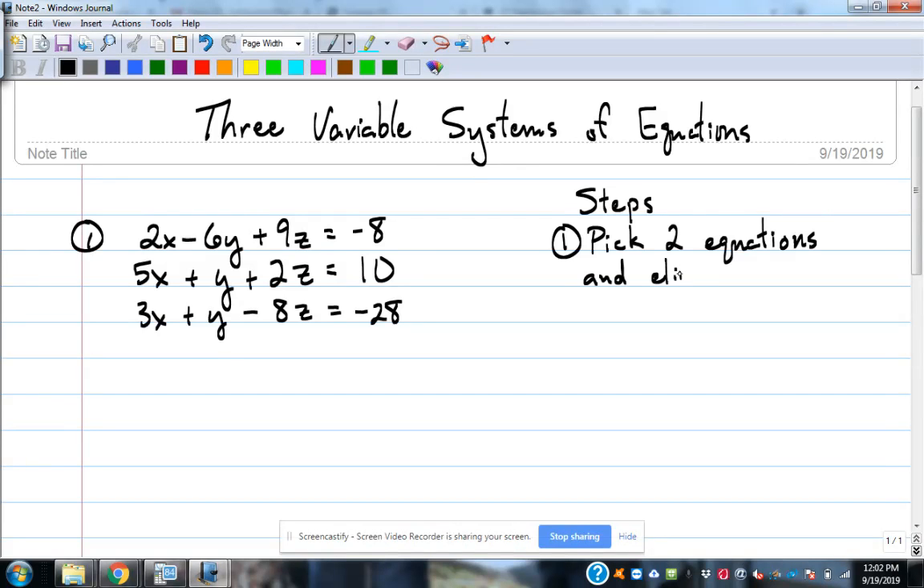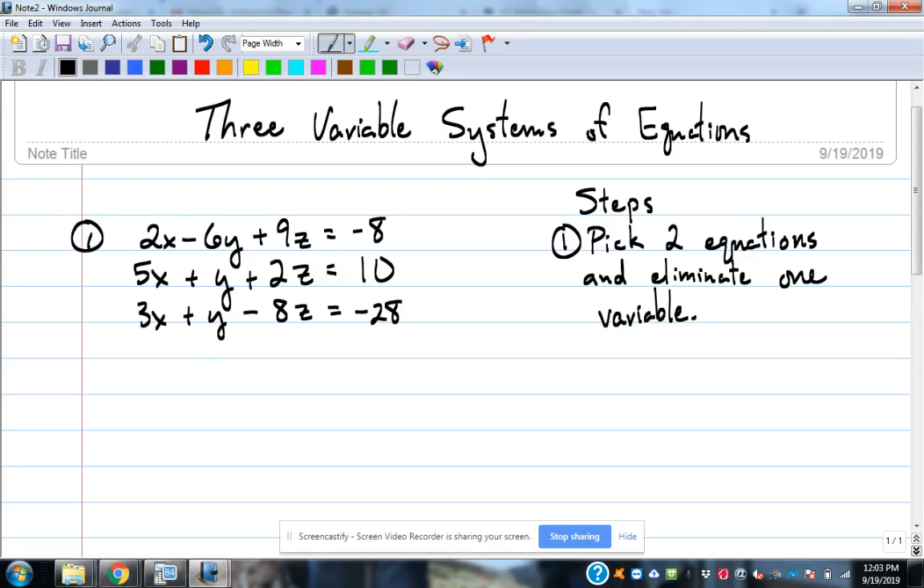and eliminate one variable. Okay. Now I need to think about this and try to do the best thing for me in solving this problem. So when I look at those equations, I try to think, okay, I can eliminate either x, y, or z. It doesn't matter which one you eliminate, but we just need to pick one.